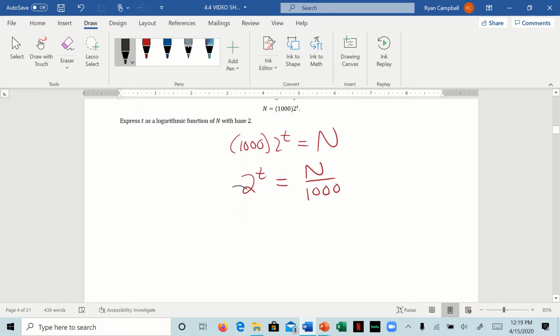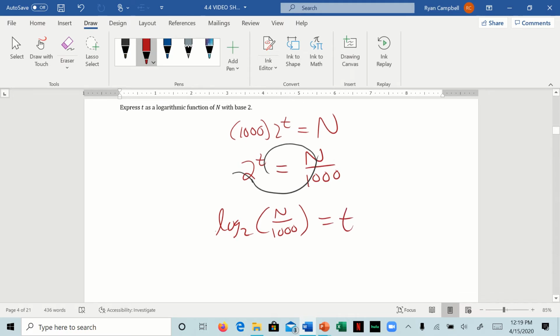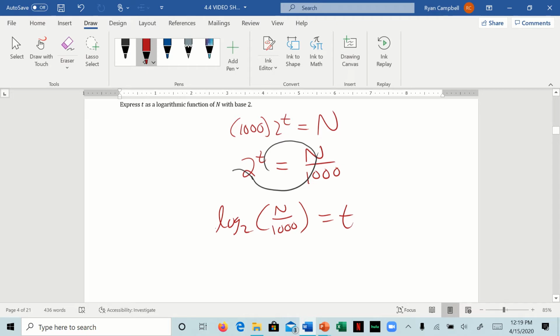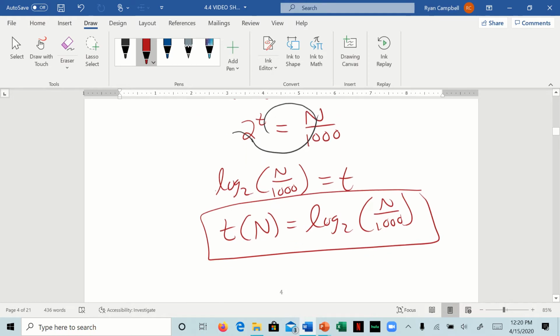And now we can do it. So we get log base 2 of n over 1,000 equals t. And if we're going to write it as a function, we need to make sure it's t of n equals log base 2 of n over 1,000. So this would technically be the correct way since it said as a function of n. Functions have to have stuff plugged into them, like f of x.